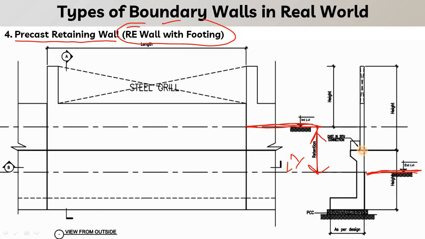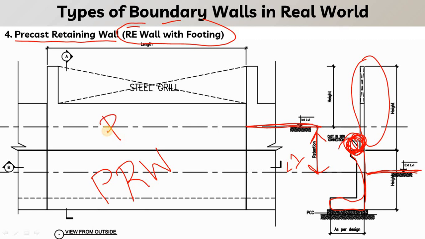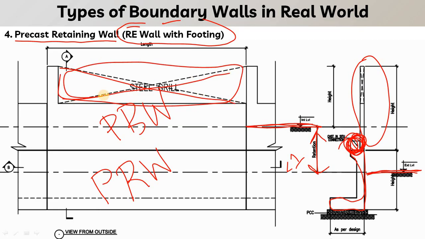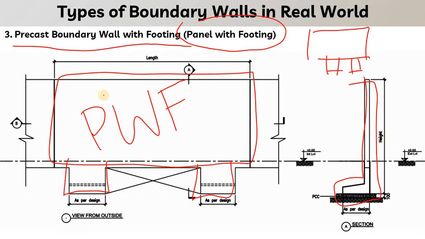So in that case we have considered this retaining wall as a single unit, and then we have the precast boundary wall, and there will be a connection between the retaining wall and the precast panel that will be stitched on the sides. So this is precast retaining wall and this is precast boundary wall, and you can even see the boundary wall is with the steel grill opening.